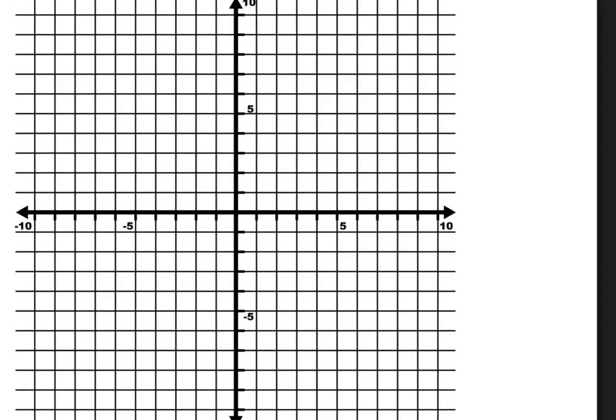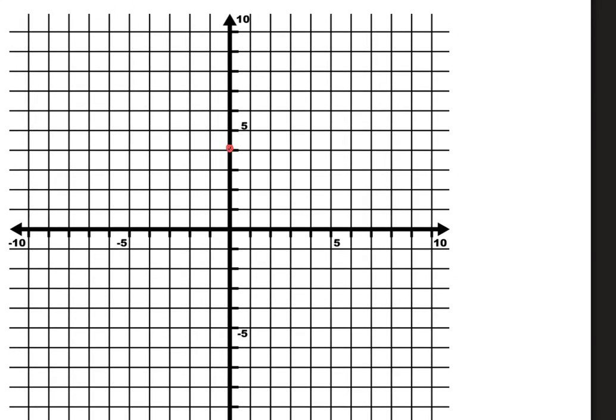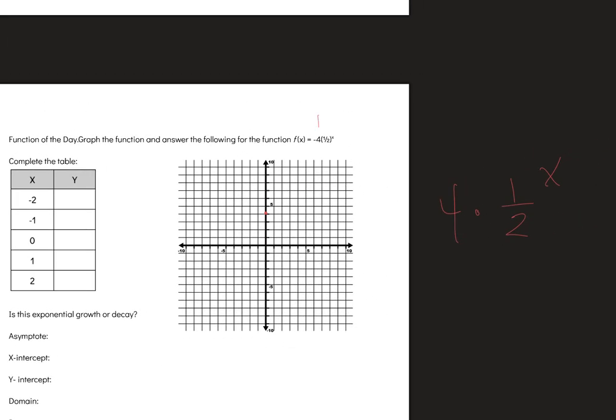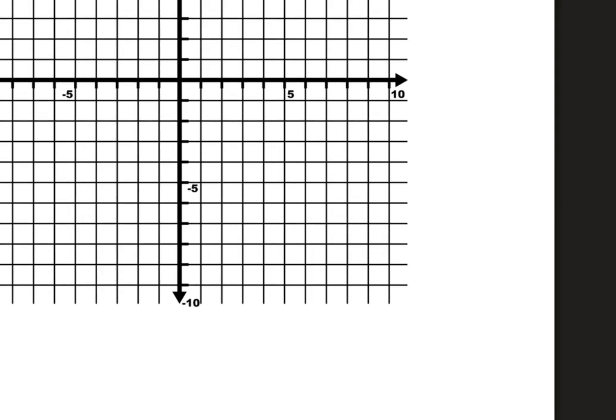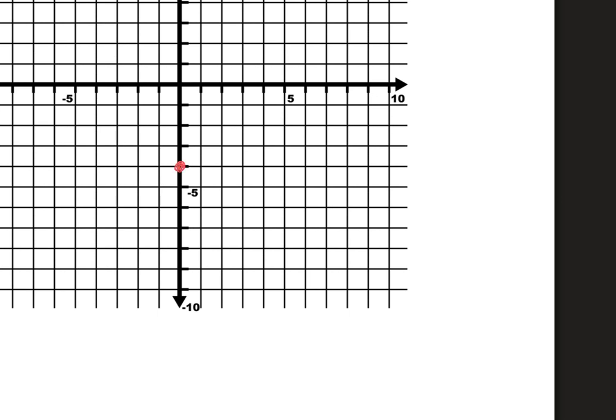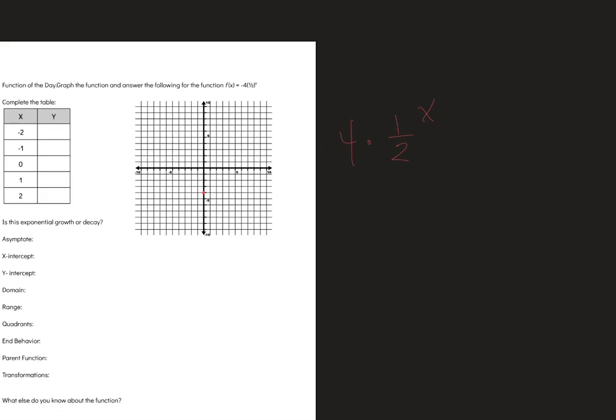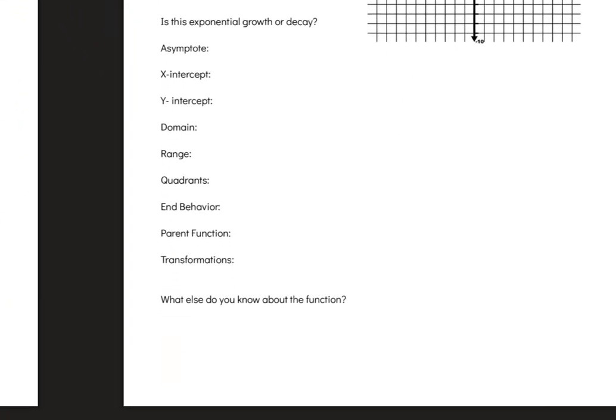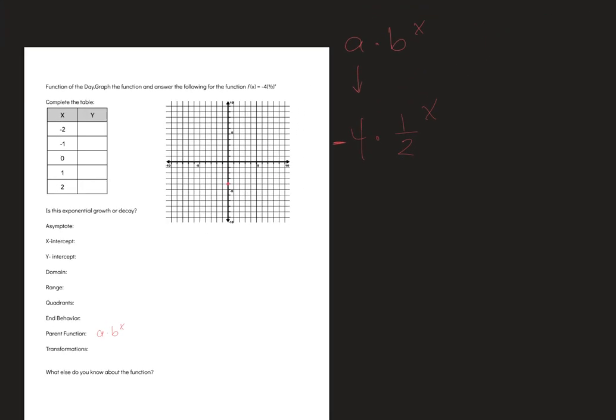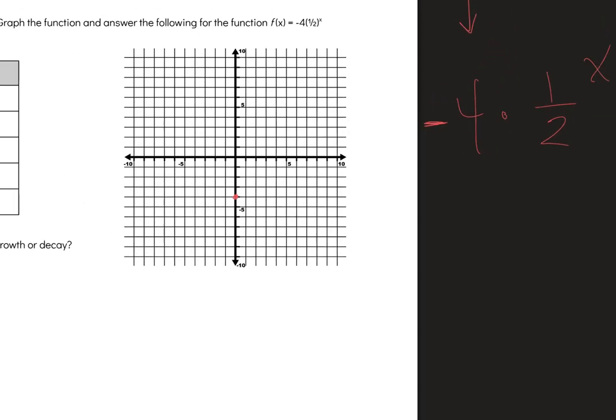The initial value is 4. Oh, you know what? I just screwed up. It's not 4. It's negative 4, right? Why can't I erase that now? Go away. There we go. Negative 4. Because I wrote positive 4 here. It's the number out front. How do I know that? A times b to the x, which is our parent function. And so our initial value is negative 4.